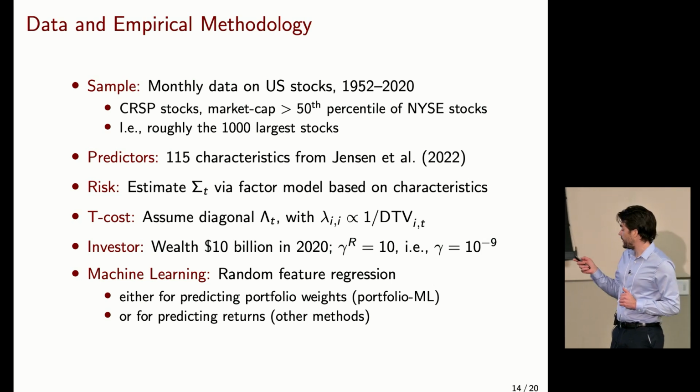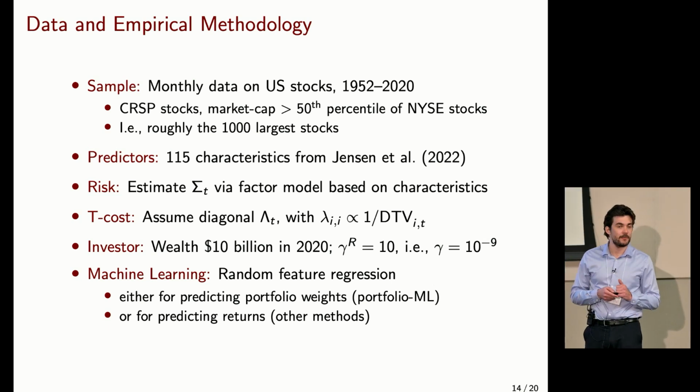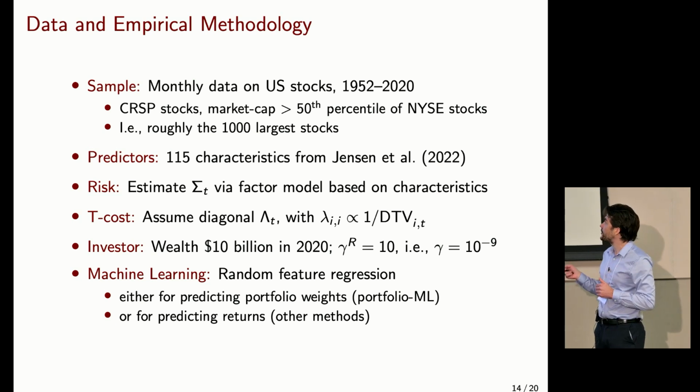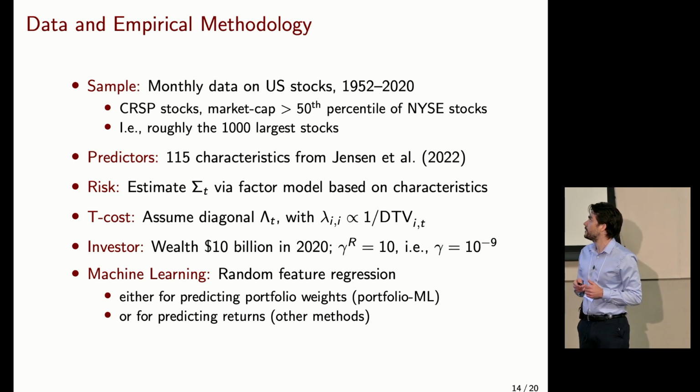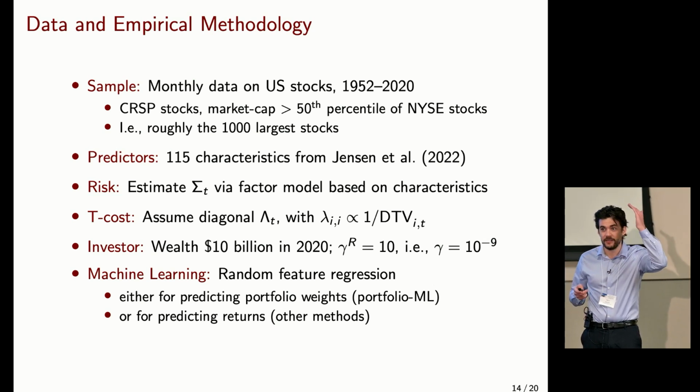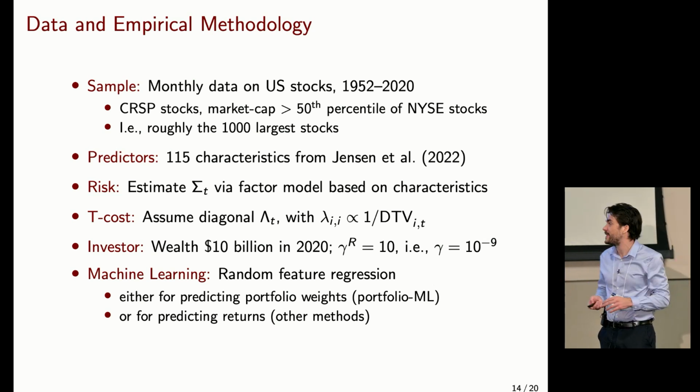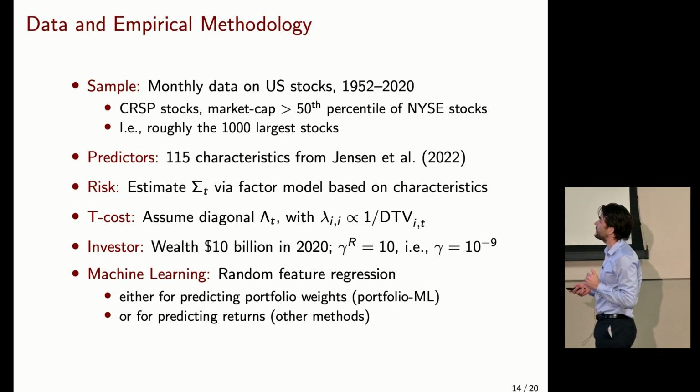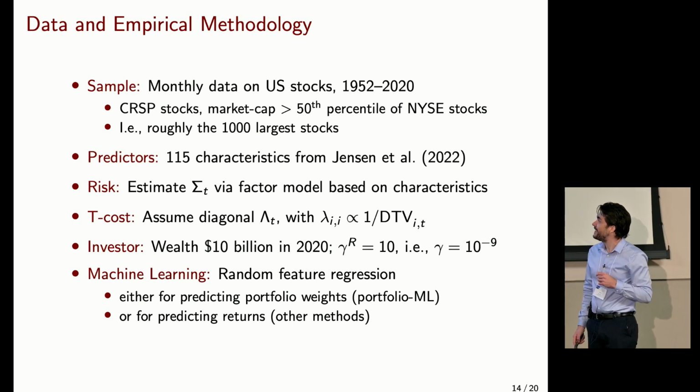Now for trading costs, we are going to assume that this lambda matrix is diagonal, and that each diagonal entry is proportional to the past 6 months dollar trading value of a particular stock. So it's going to be cheaper to trade stocks with a high trading volume, and it's going to be more expensive to trade stocks with a lower trading volume.